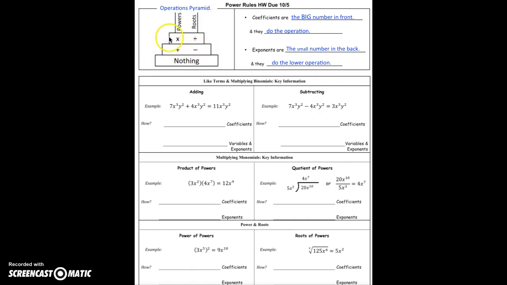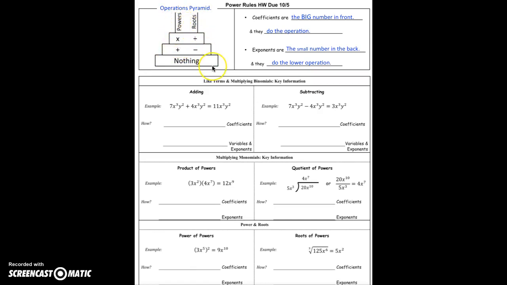And then when you go up to another level, they get more complicated when you multiply and divide. And then finally, the most complicated, powers and roots. So as you see this pyramid, the way that it works, it increases in complexity as you go up.